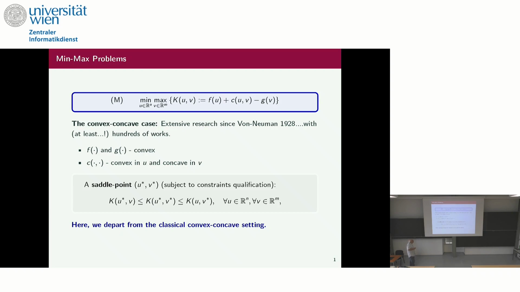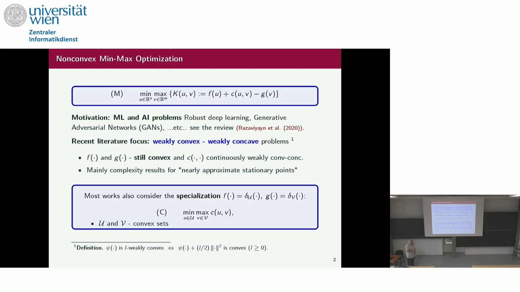So here we are going to try to do something which is beyond the convex concave setting. Okay, so we are back to the problem. The motivation essentially came from machine learning and artificial intelligence problems. As you can guess, this has become a very trendy subject. I'm not going to discuss all this. Actually, there is a very nice review paper from the 20s from Razaviyayn and his colleagues who give an overall perspective on what's going on in non-convex min-max problems.